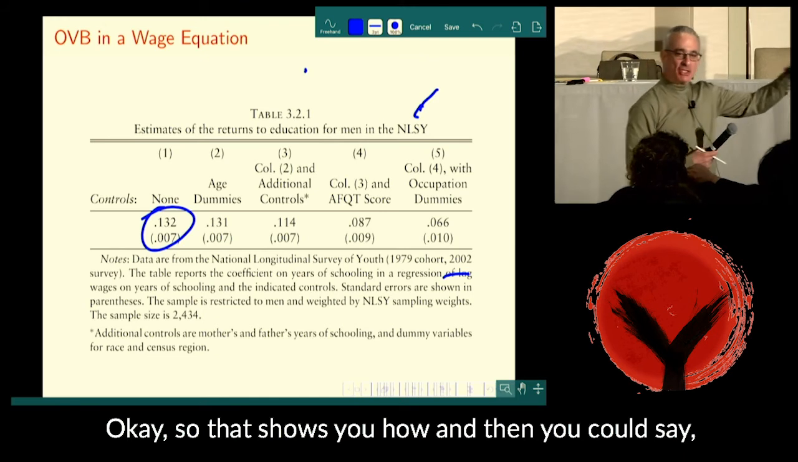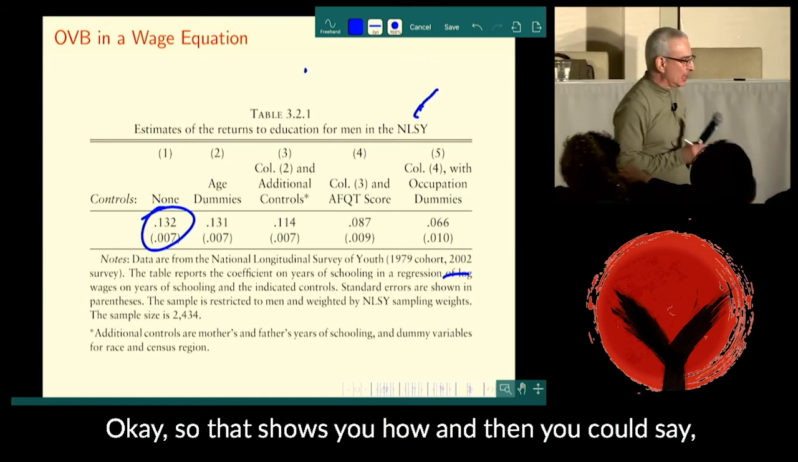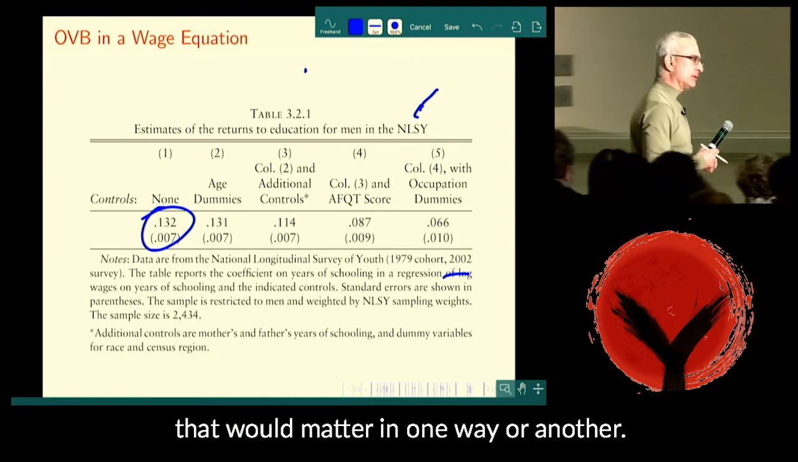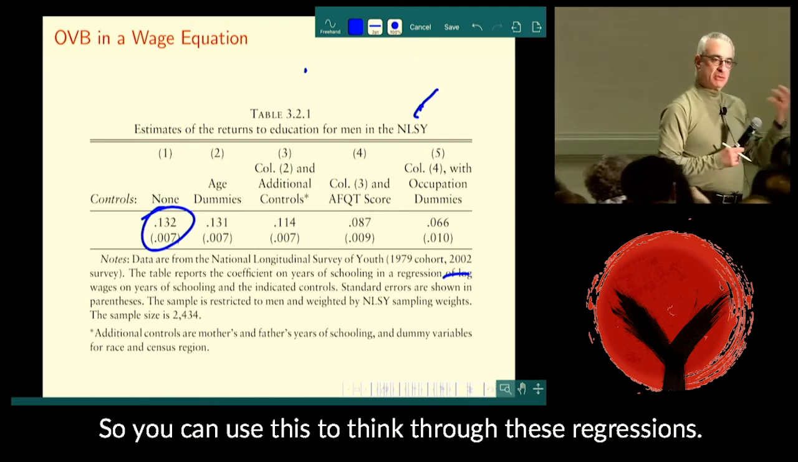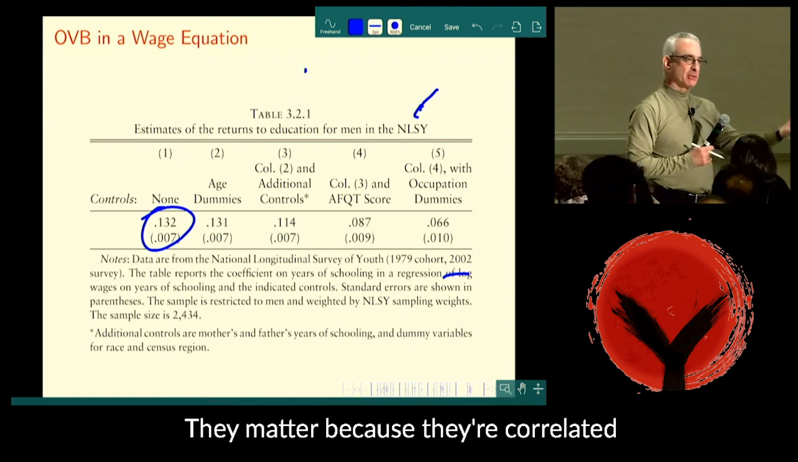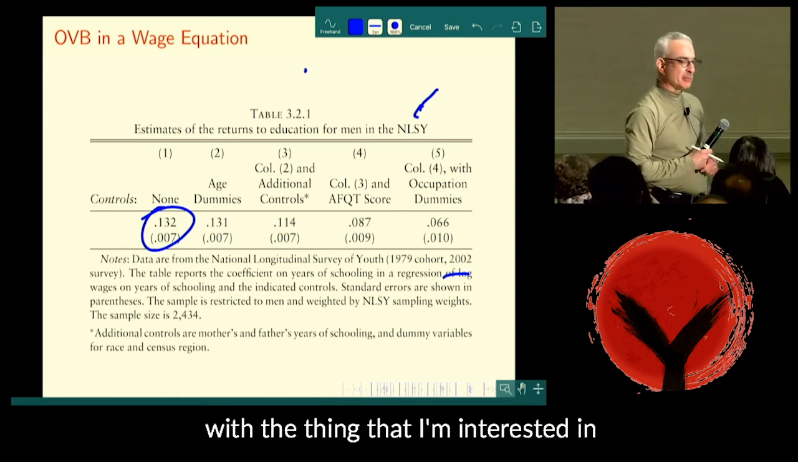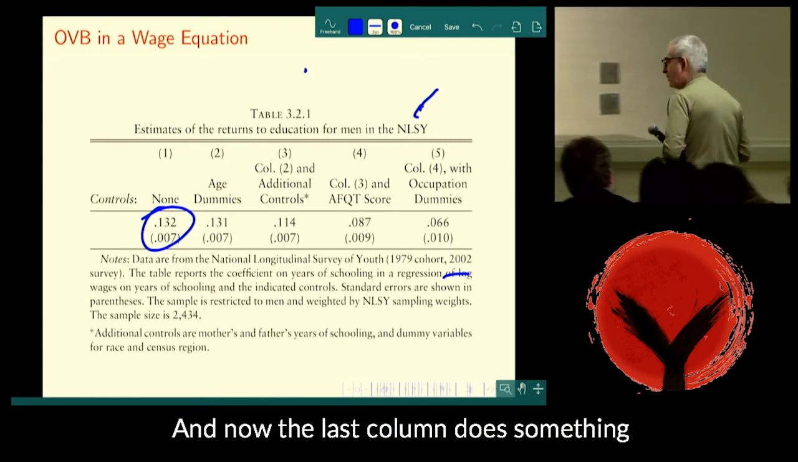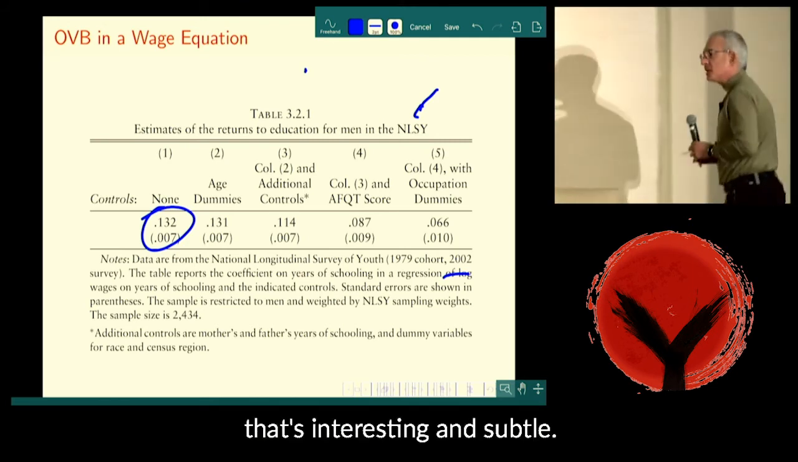Okay, so that shows you how, and then you could say, well, maybe there's some other control that would matter in one way or another. So you can use this to think through these regressions. Why do controls matter? They matter because they're correlated with the thing that I'm interested in, and they predict outcomes. And now the last column does something that's interesting and subtle.